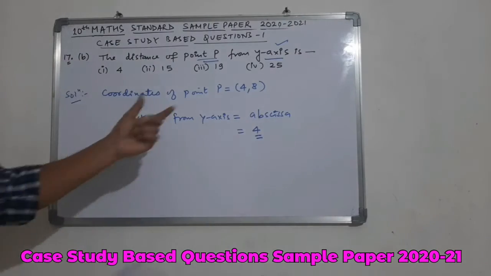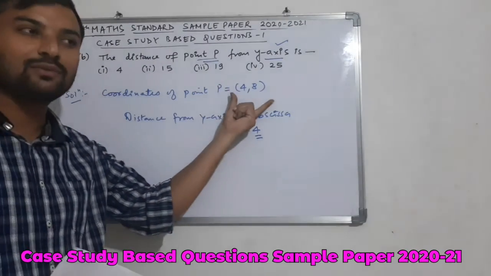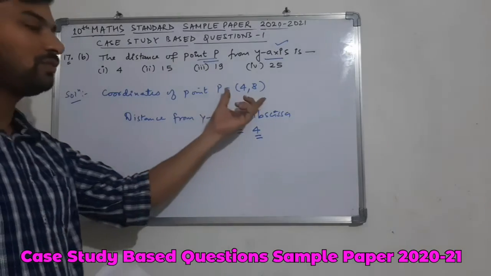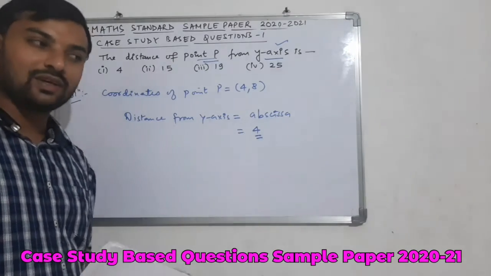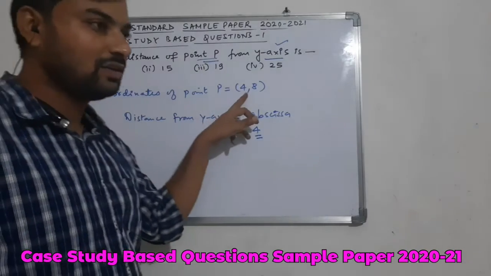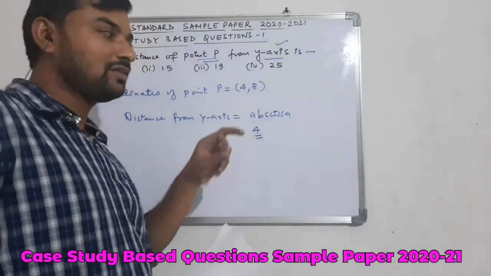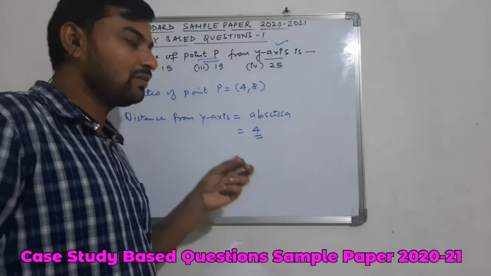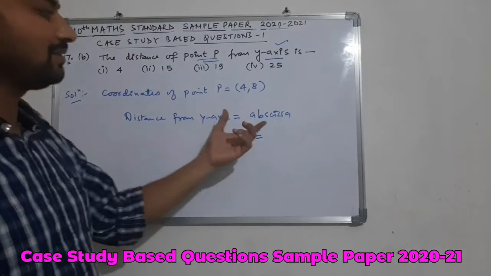If you are able to find out the coordinates of point P by using the given graph, if you go through the graph, you will find out the distance from y-axis is 4 and the distance from x-axis is 8. So the coordinates are 4, 8. So clearly the distance from y-axis is 4.